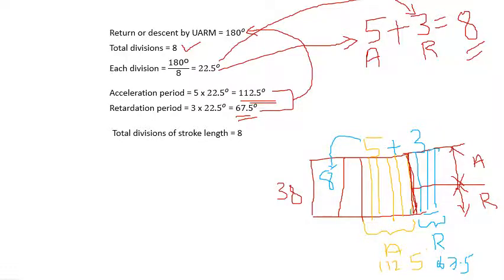Correct? Stroke length is 38. So therefore 38 divided by 8. We have to divide this line into 8 divisions. So 38 divided by 8, therefore each division becomes 4.75.